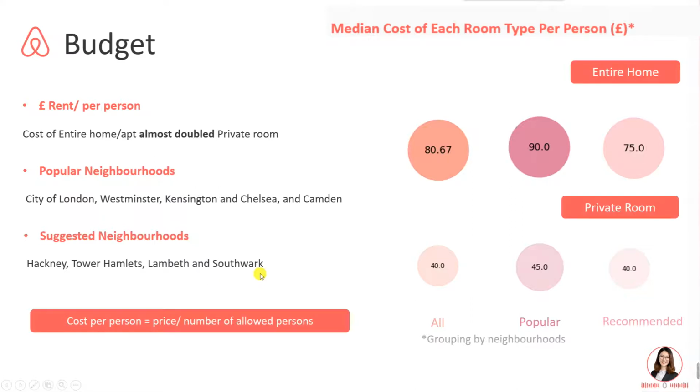In addition, the condition of entire home is better than that of private room. Privacy is also a big issue. Hence, if these factors can offset the price disadvantage, they can definitely choose to book entire home.